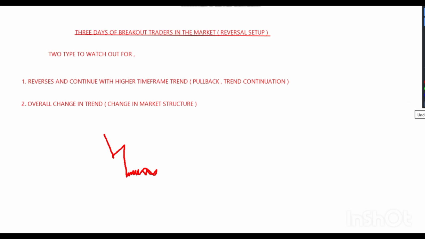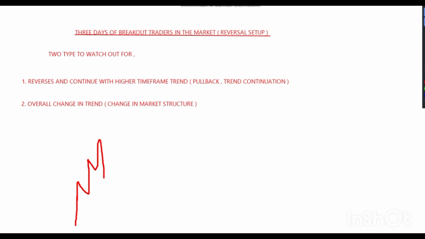So let's use an uptrend for an example. Let's say Wednesday closed in breakout long, then pulls back. Then Thursday opens and also closes in breakout. Then on Friday it breaks out and closes inside of Thursday.